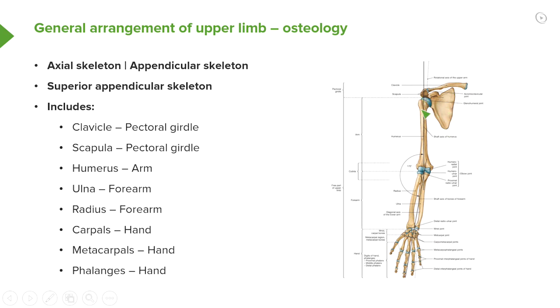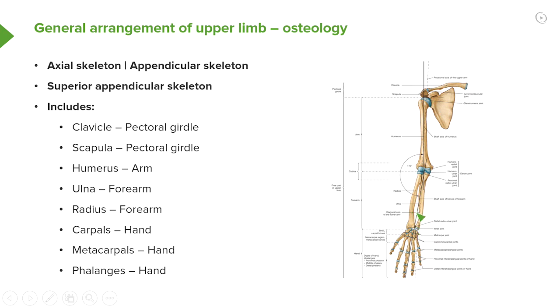We can then see we've got this long bone here, which is the humerus. The humerus is articulating with the glenoid cavity of the scapula, forming the glenohumeral or the shoulder joint. And then we have this long humerus that articulates with both the radius and the ulna to form the elbow joint. We can then see we have two long bones in the forearm, the radius and the ulna, the radius being lateral and the ulna being medial.